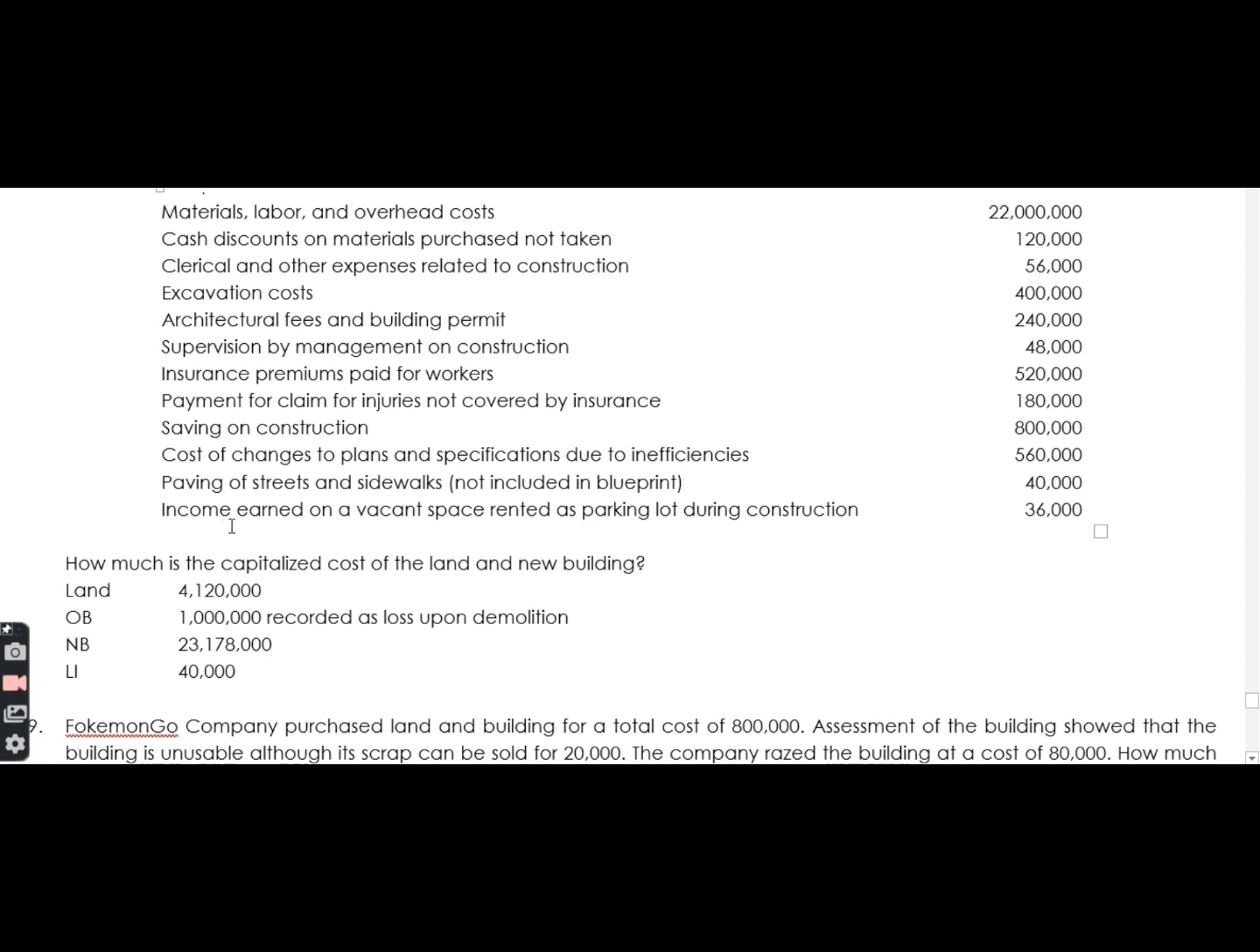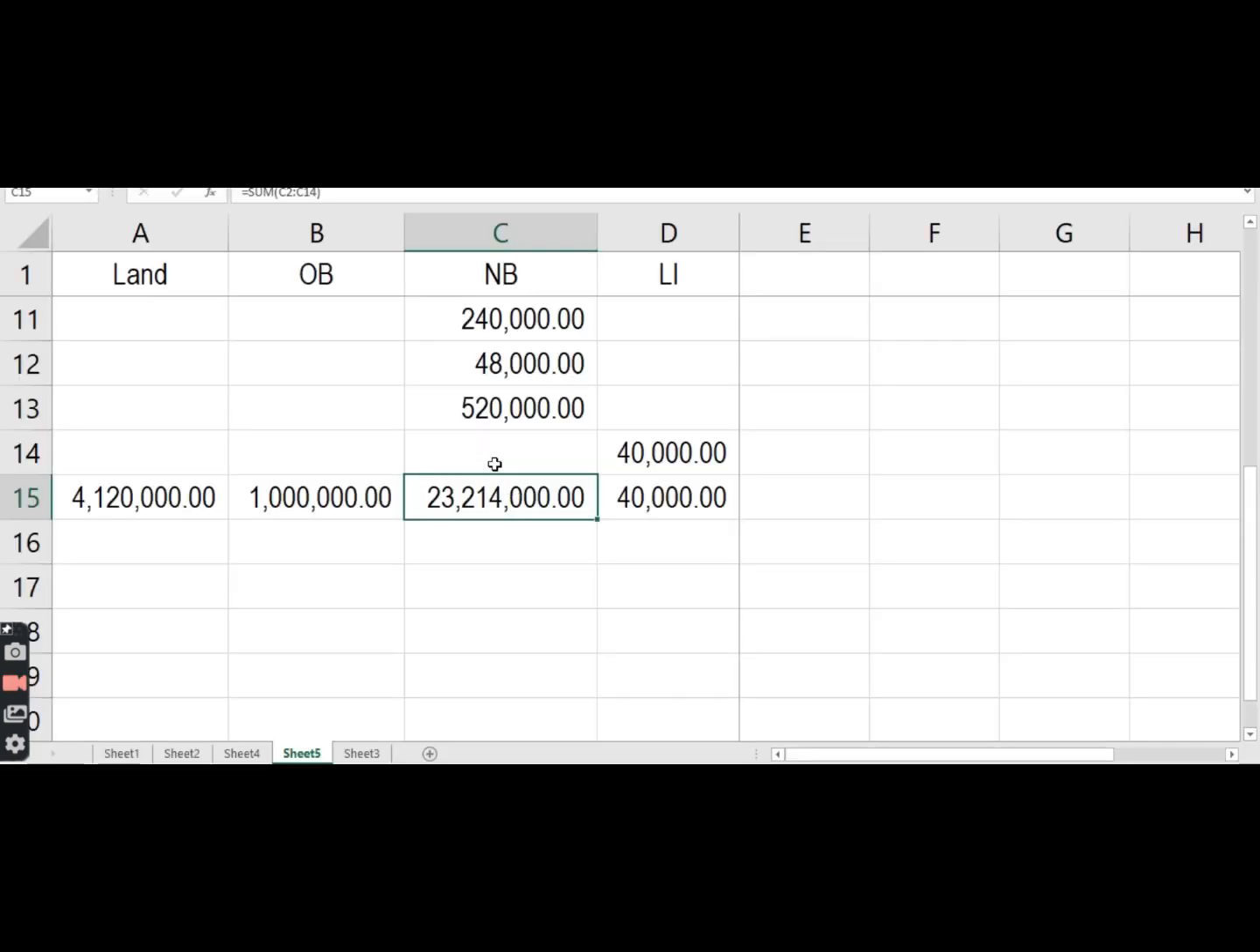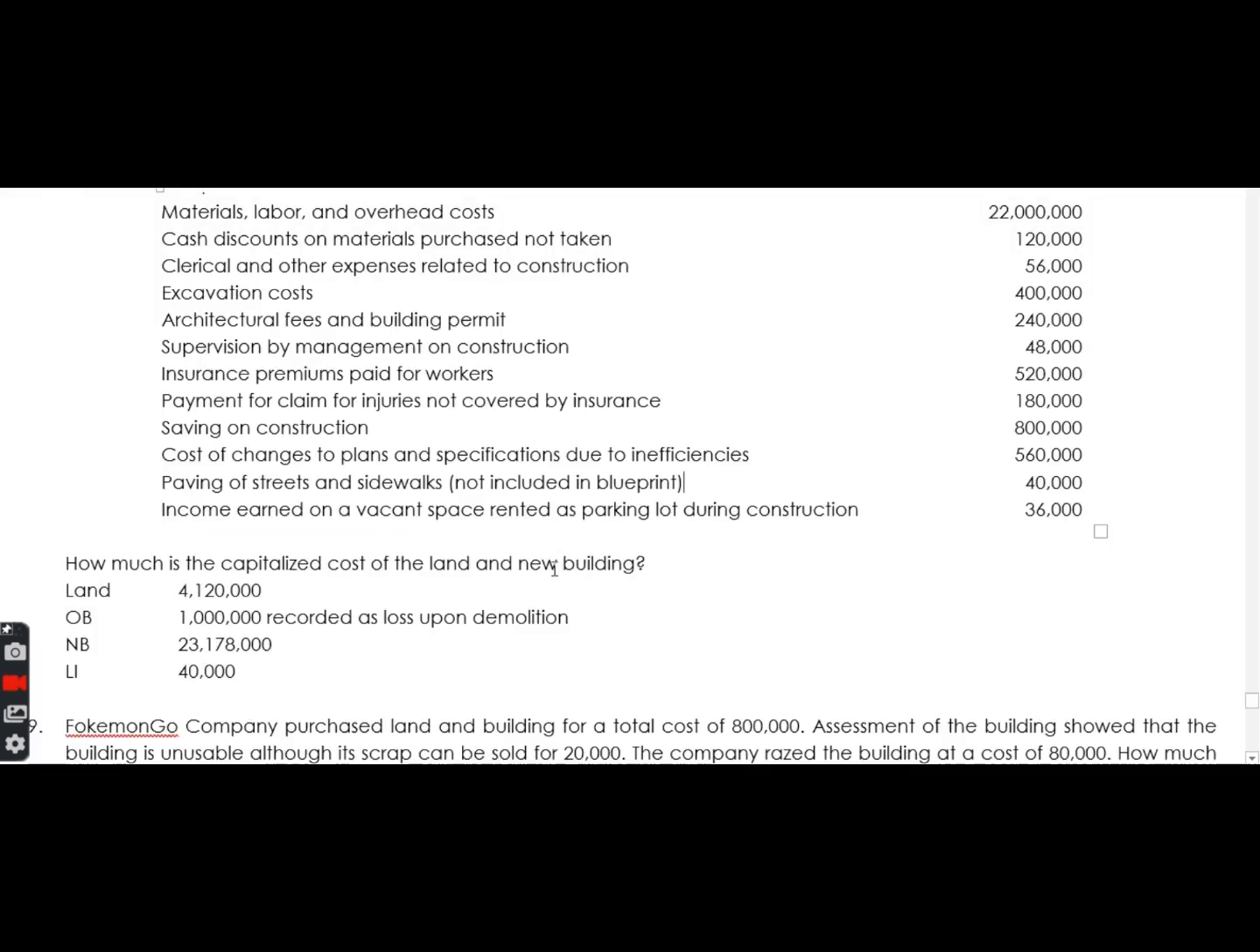Hindi naman kasi to part doon sa na-produce, di ba? Sinabi kasi yung na-produce lang. Yun yung pagiging part ng income. So ito, parang ang nangyari, incidental na kinita. So tama lang, magbabawas tayo ng 36,000 dito. Yan. So 23,178. Hindi siya product eh.